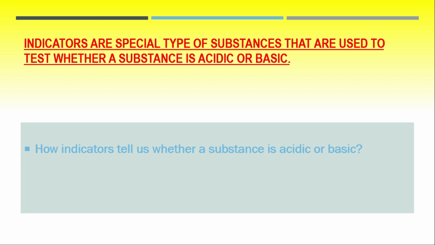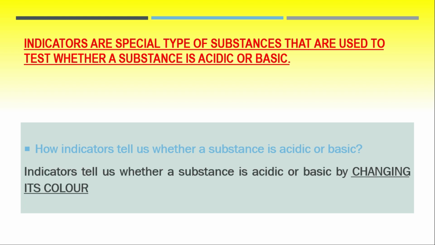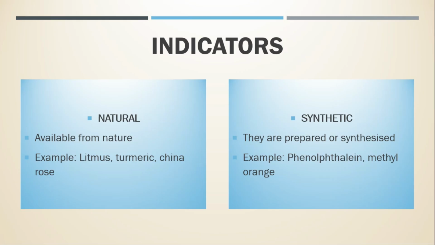It shows a specific color for specific substances. That means a particular color for acid and a particular color for base. From this color change, we can definitely tell what kind of substance it is. See, the indicator tells us whether the substance is acidic or basic by changing its color.